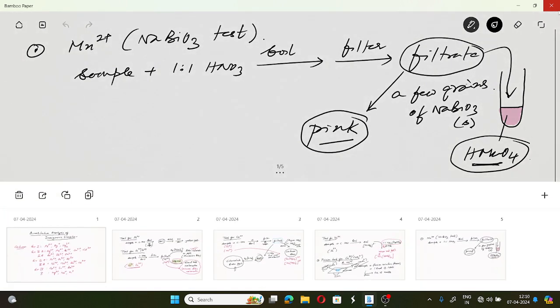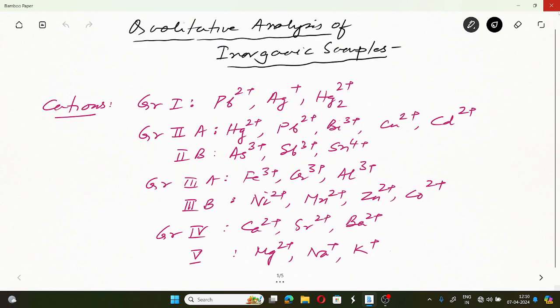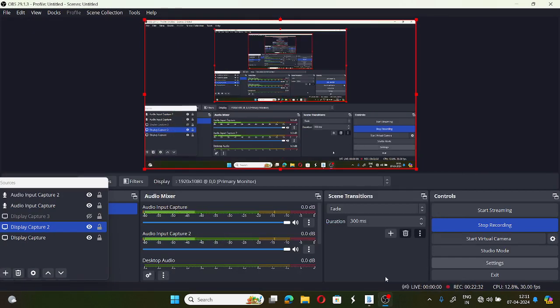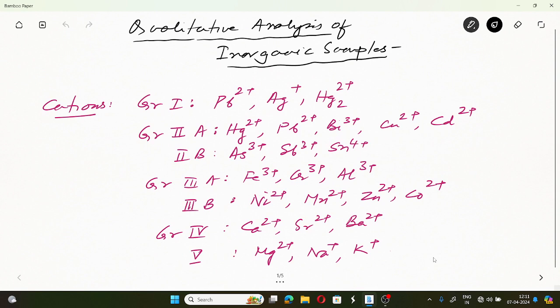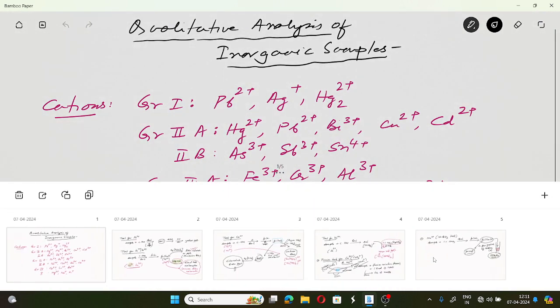Okay, so we have performed the test for manganese. Next, we shall perform the direct test for cobalt.